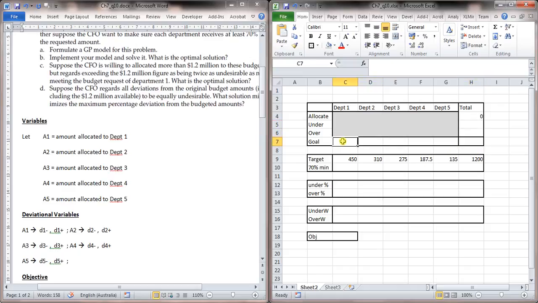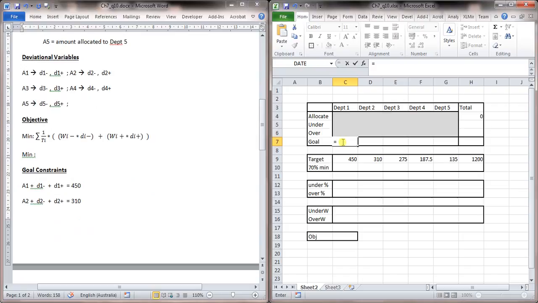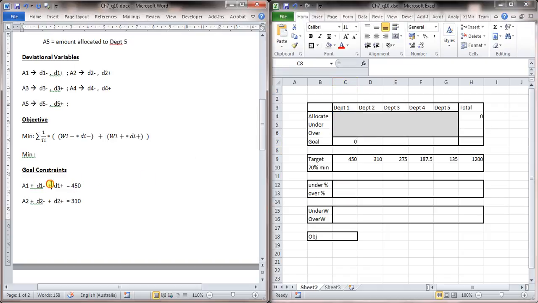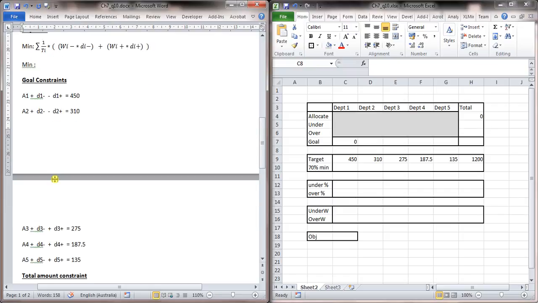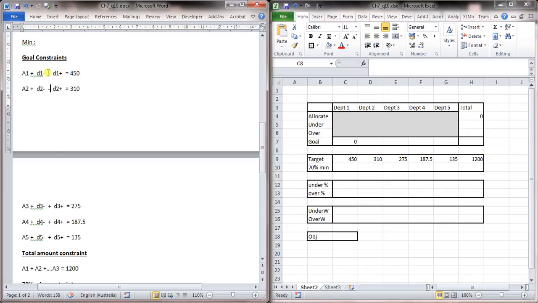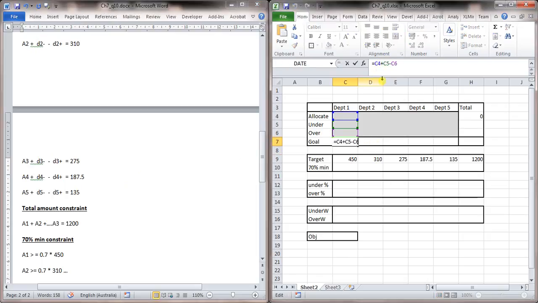And goal is defined as, if you look at the first constraint, the goal constraint, goal is defined as amount allocated plus how much underachieved minus how much overachieved. I made a mistake over here, so this is not plus, this is minus. Overachieved is always deducted. If d1 minus is positive, that means d1 plus will always be 0. If d1 plus is there, then d1 minus will be 0. So this is minus, this is minus, this is minus. Okay, so we will fix the rows so that we can extend the formula.